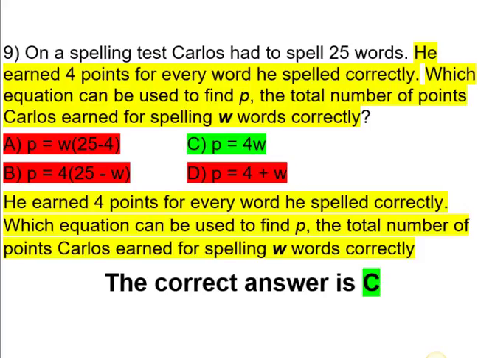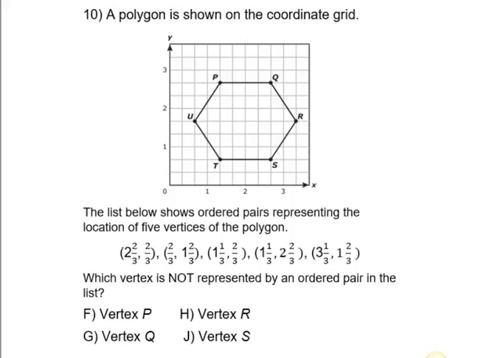Let's move to question number 10. A polygon is shown on the coordinate grid. The list below shows ordered pairs representing the location of 5 vertices of the polygon. Which vertex is not represented by an ordered pair in the list? F, vertex P, G, vertex Q, H, vertex R, J, vertex S.